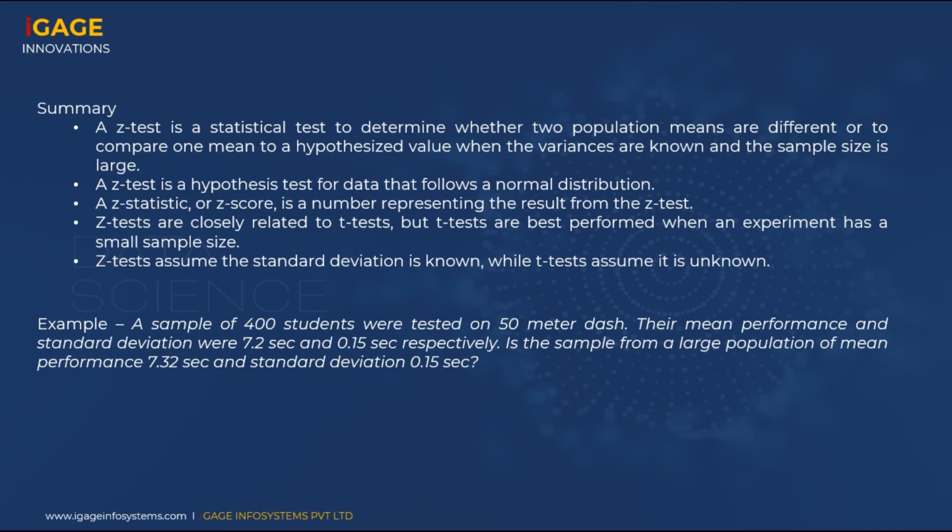Basically, we need to claim that the mean of a sample is same as that of the population. That is what it is claiming. Is the sample from a large population of mean performance 7.32 seconds and standard deviation 0.15 seconds? So we need to claim that the mean of the sample is same as that of the population.